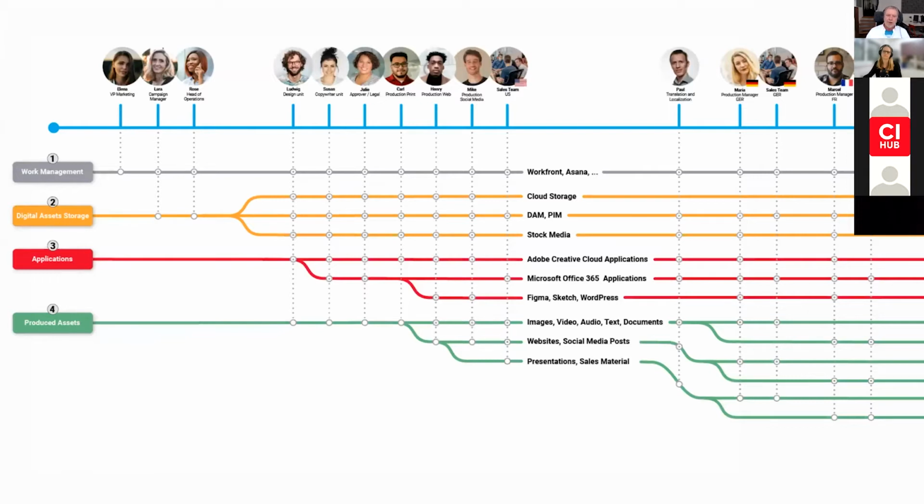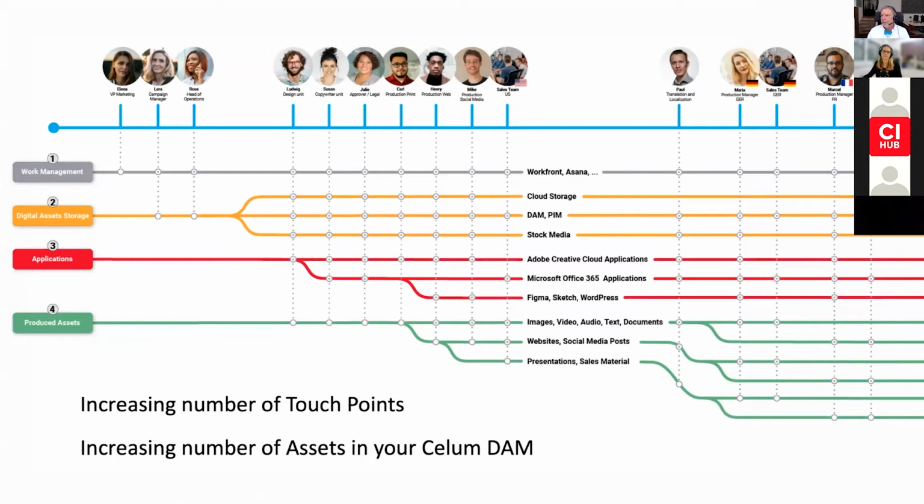So this image illustrates the growing number of touch points during a project or a campaign. It also shows the growing number of produced assets that are stored in the CELUM DAM for further use. And by digital assets, I don't just mean images. There are templates, designs, graphics, icons, videos, or animations, text, and so on.